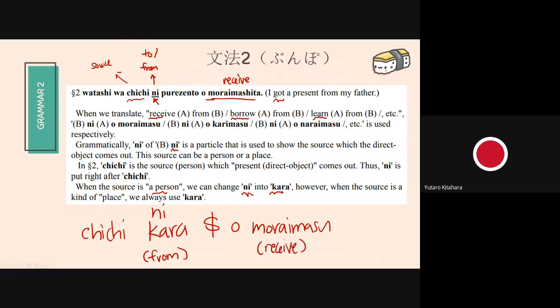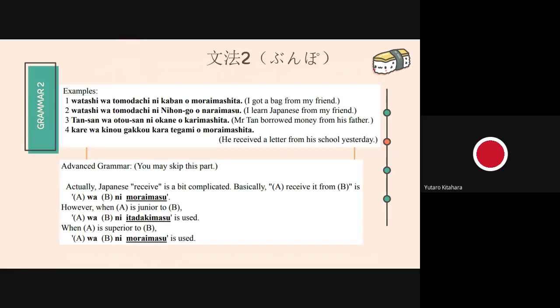So these four examples are for those four who can read. Let's go. Aaron can start first, then James, then Simon. Ichiban. Watashi wa tomodachi ni kaban o moraimashita. Moraimashita, very good. Receive. They keep using give but actually it's receive. I receive a bag from my friend.